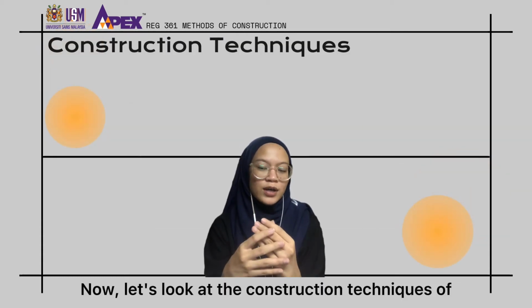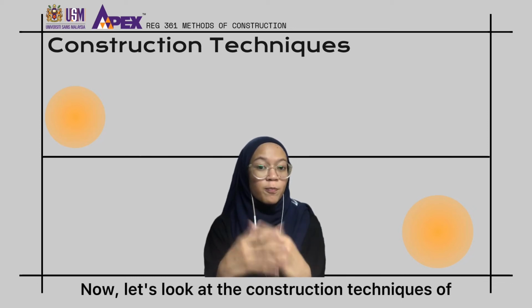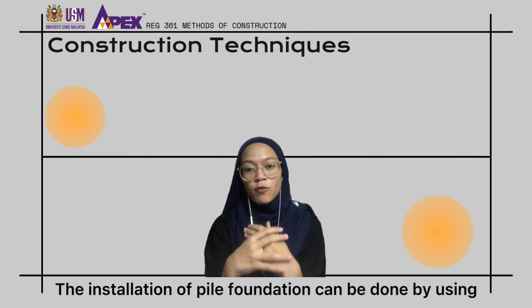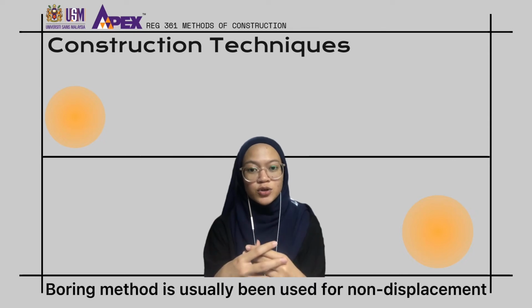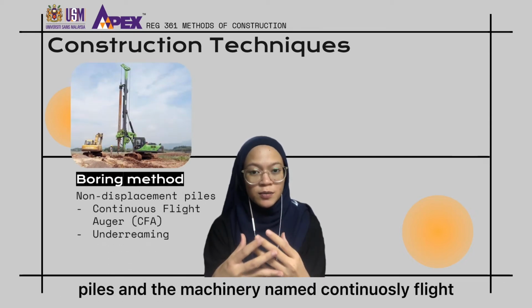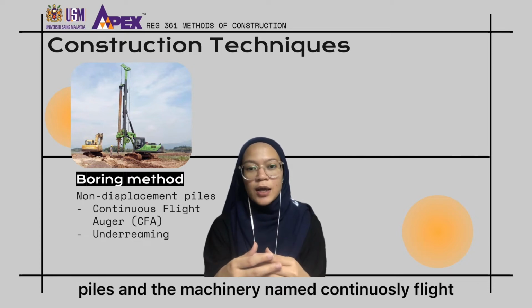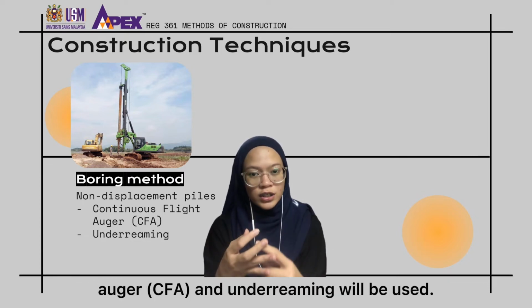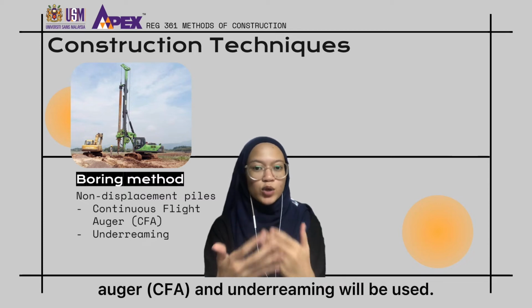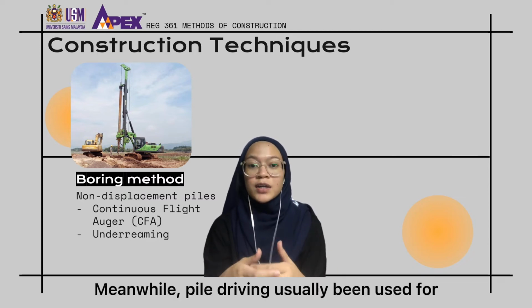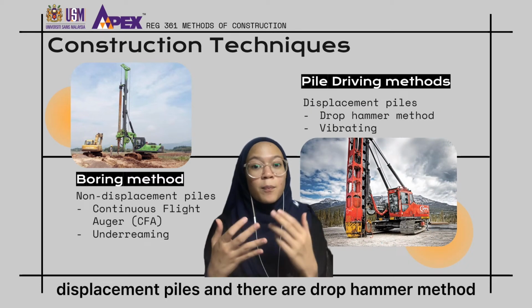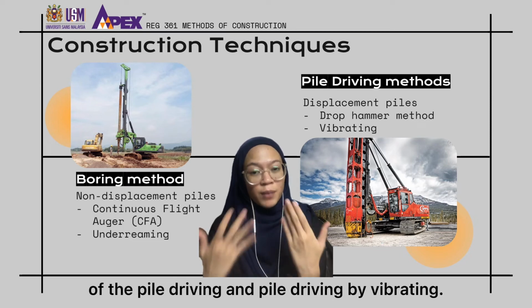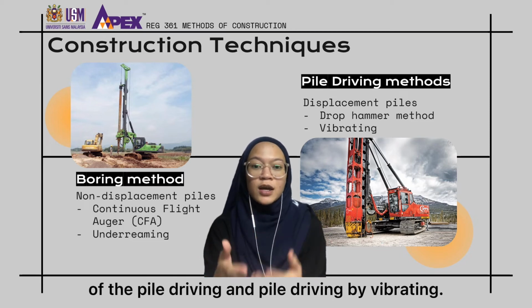Now, let's look at the construction technique of pipe foundation. The installation of pipe foundation can be done by using the method of boring and pipe driving. The boring method is usually used for non-displacement pipes, and machinery named continuous flight auger, CFA, and underreaming will be used. Meanwhile, pipe driving is usually used for displacement pipes, and there are the drop hammer method of pipe driving and pipe driving by vibrating.